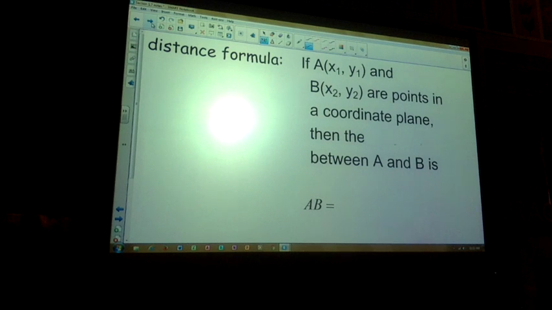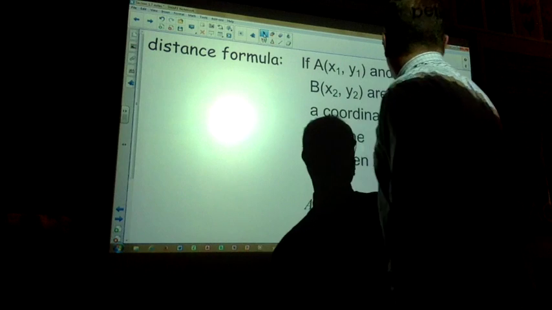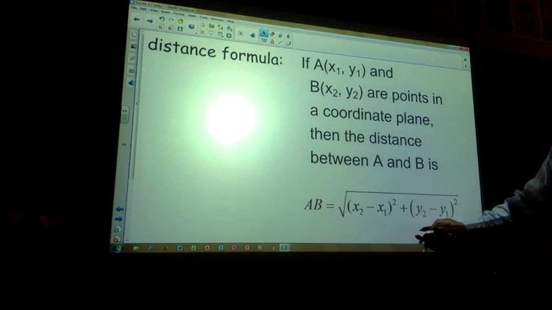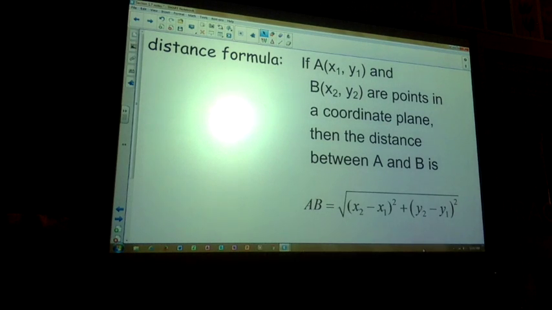Okay, so the distance formula. If point A is (x1, y1) and point B is (x2, y2), how do you know which one's point A and which one's point B? Either it's labeled, or you have to decipher it in some way. On the coordinate plane, the distance between A and B, AB, is equal to the distance formula.